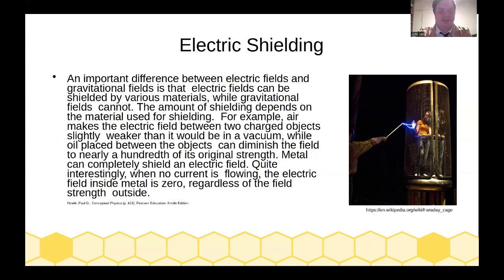Quite interestingly, when no current is flowing, the electric field inside a metal is zero, regardless of the field strength outside. If there was an electric field inside of a conductor, the force of the electric field would cause the charges to move, and they'd move until they're balanced out so that there is no force acting on the object.